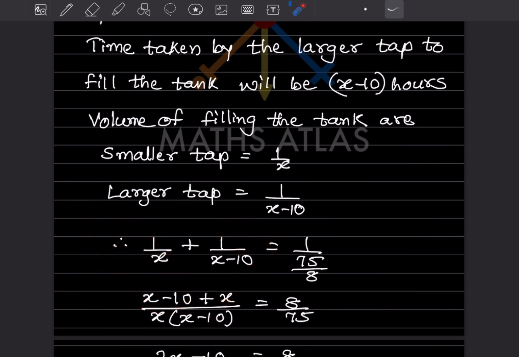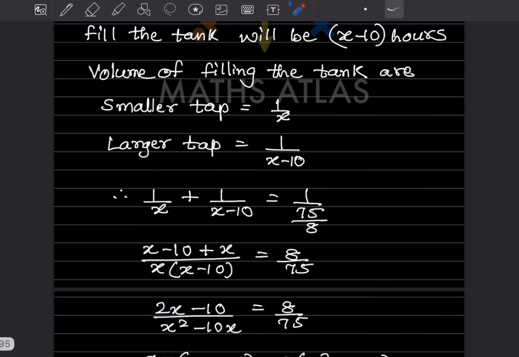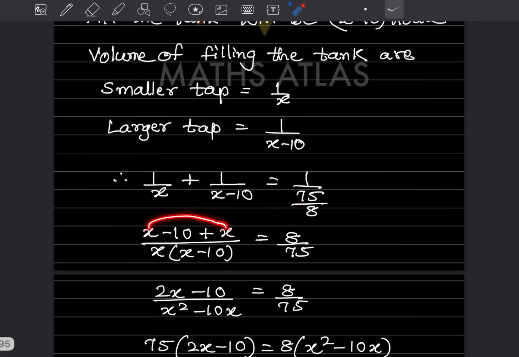For the right side, 1 divided by 75 by 8: the numerator stays as it is and the denominator gets flipped over. So that will be 8 by 75. Be careful with this one also. Now when you add the left side, that is going to be 2x minus 10 over x square minus 10x, equal to 8 by 75.